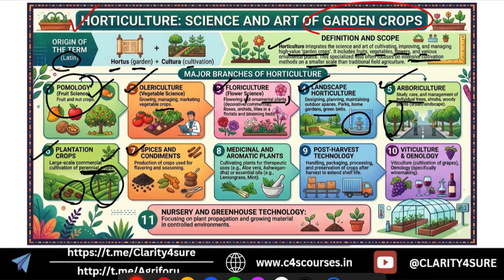Then spices and condiments, we know. Then medicinal and aromatic plants, they are about cultivating plants for therapeutic use, etc. It can be aloe vera, ashwagandha, lemongrass, mint, etc.